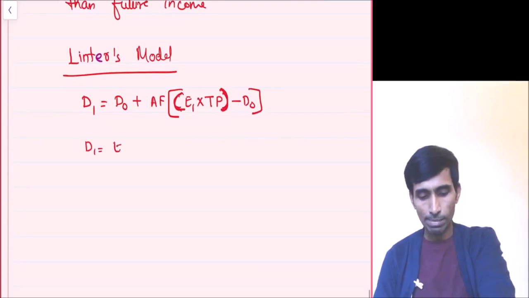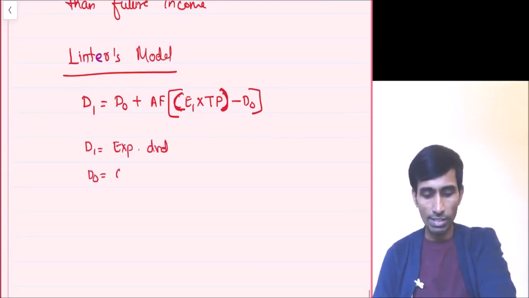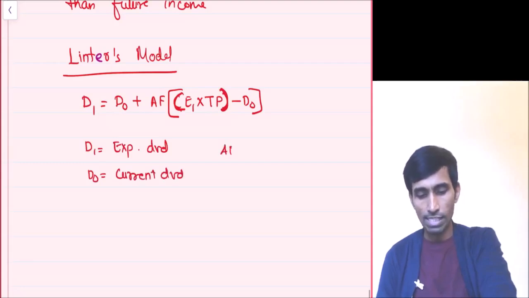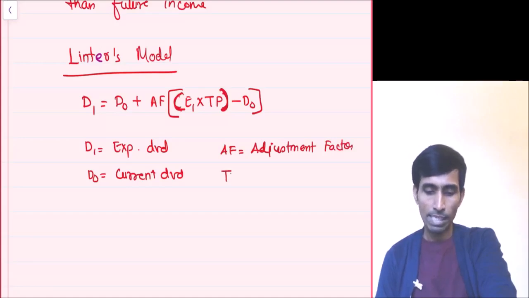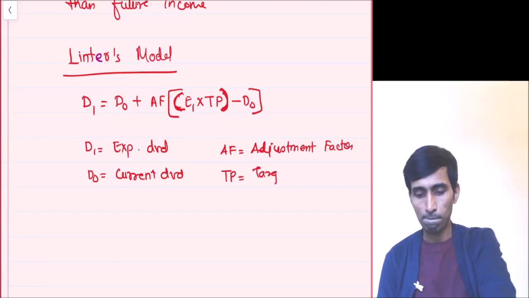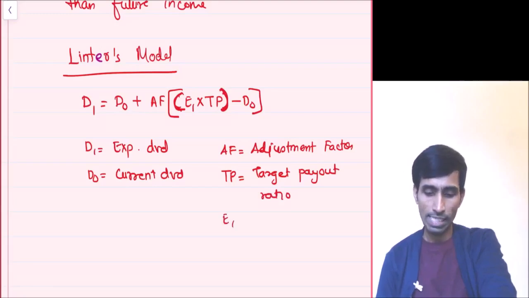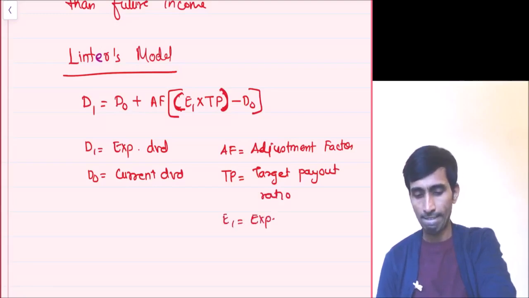D1 is the expected dividend, D0 is the current dividend, AF is the adjustment factor, TP is the target payout ratio, E1 is the expected earnings. Please write.